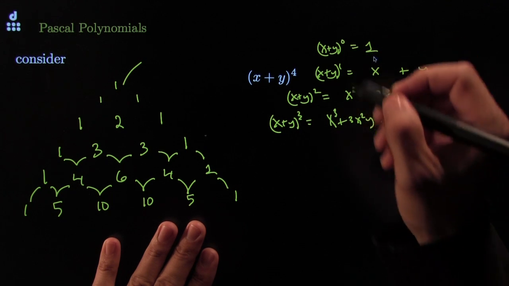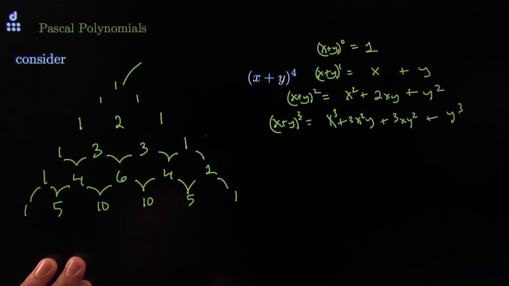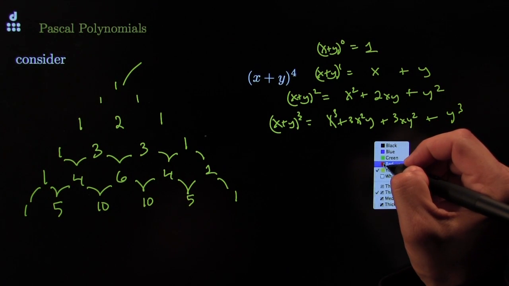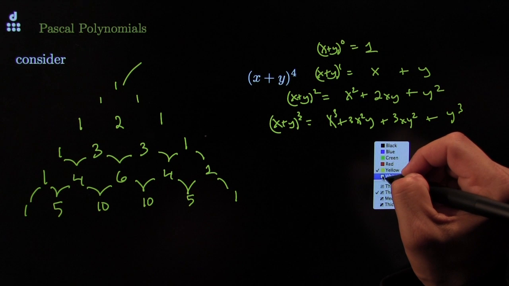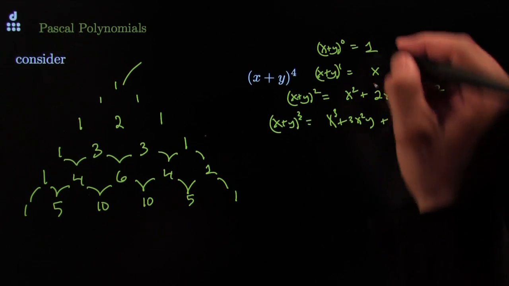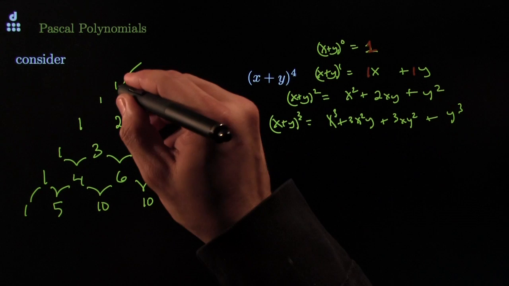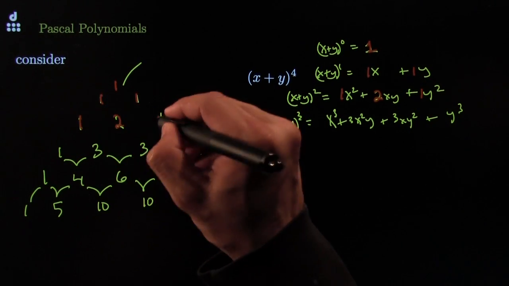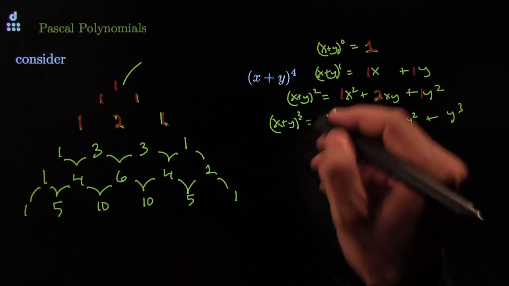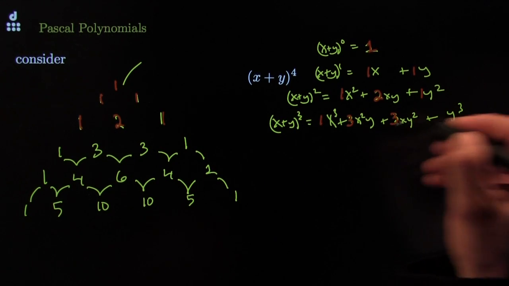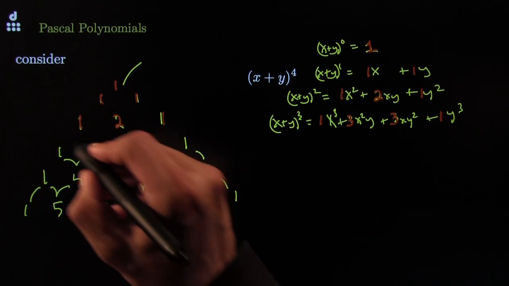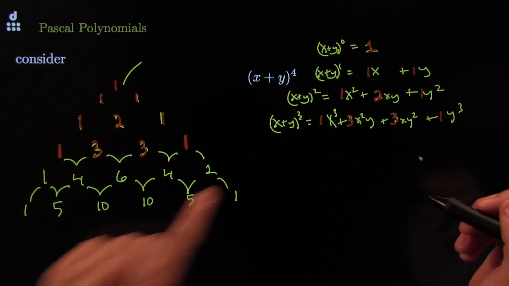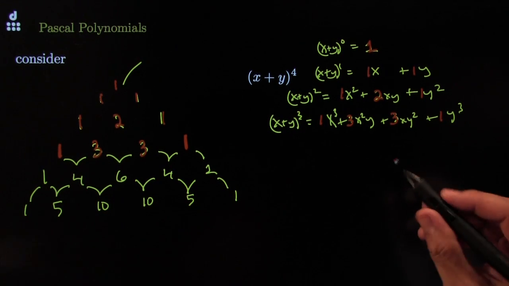I'll change colors now, watch this. So this is a 1, and this is a 1 and a 1. Notice that 1 and that 1 there. This is a 1, a 2, and a 1. That's the 1, the 2, and the 1. Now you see how the pattern matches up. This is a 1, a 3, and a 1. And that row right there has a 1, a 3, and a 1. That's where we get the coefficients from.